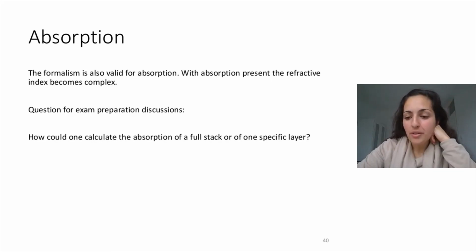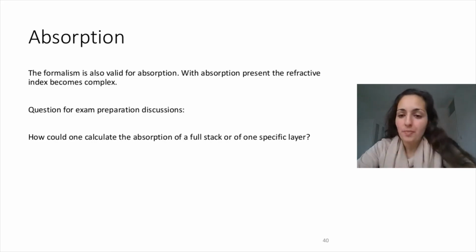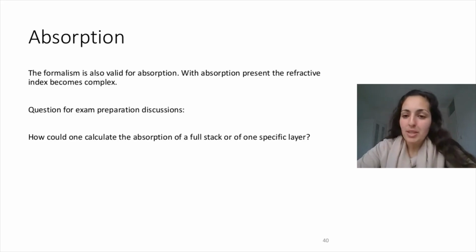This whole thing also works for absorption. So absorption means that you have to use the complex refractive index and you have to plug this in. And then again, something that you can discuss in your study groups, but you can also ask me if you cannot arrive at the solution, is how could one then calculate the absorption of a full stack or of one specific layer? So how would you calculate this? What are ideas how you could do this with this formalism?